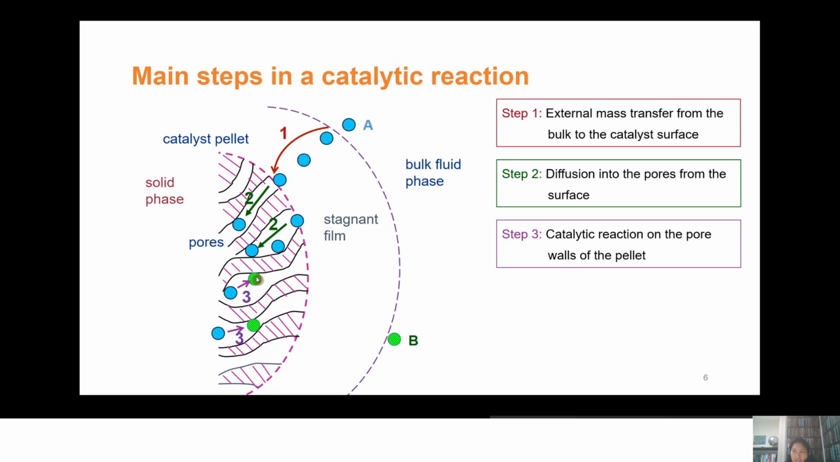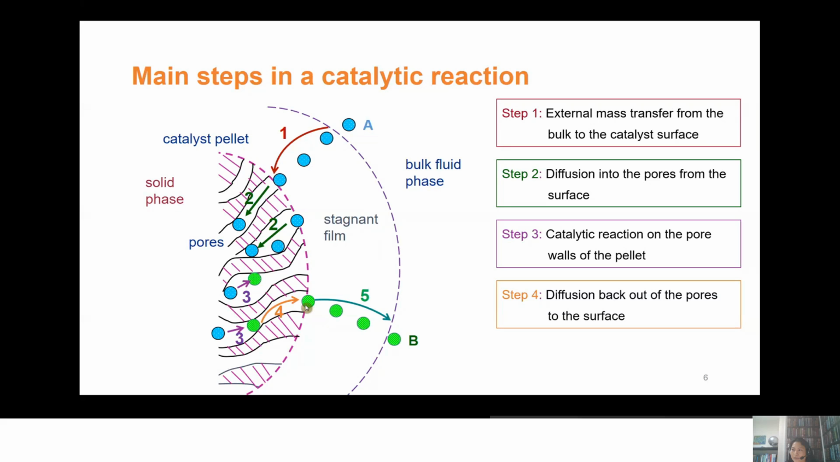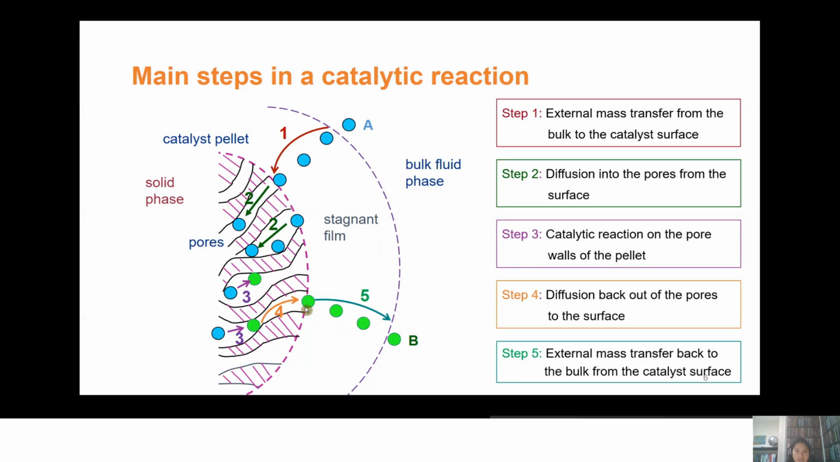And then step four. The product then has to diffuse out to the surface of the pellets. So this is internal diffusion again. Now your product is on the surface of the pellet. So last step, step five. The product needs to diffuse out from the surface of the pellet into the bulk fluid, so your product needs to reach the bulk fluid again. So there will be another external diffusion. Step five is external mass transfer.